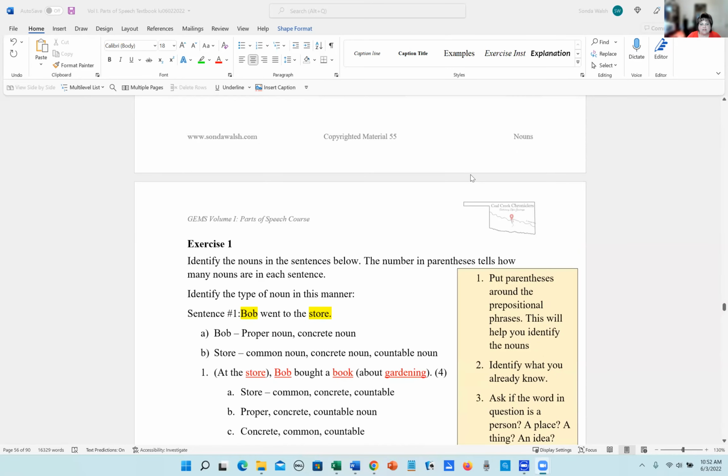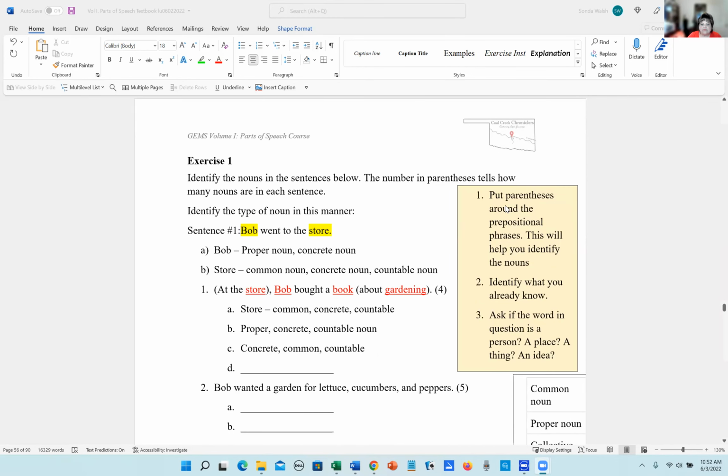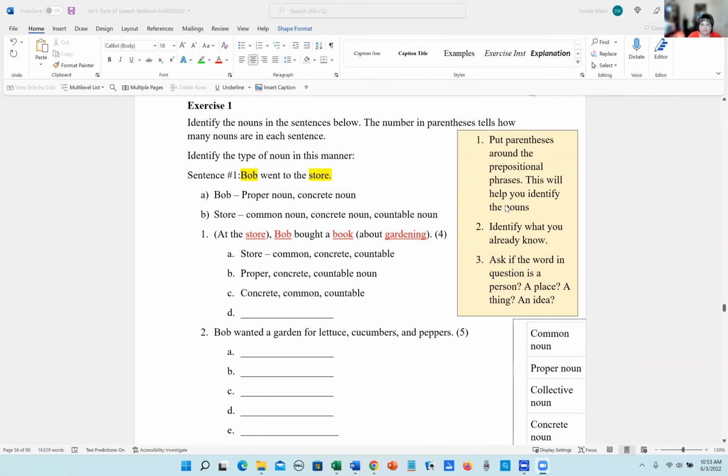Hi, this is exercise one on page 56, and we are identifying nouns in a sentence. So number one, we went through these steps. Number one is we put the parentheses around the prepositional phrases. So we have at the store and about gardening, and then identify what we already know, and there weren't any pronouns or conjunctions in this sentence. And then three, ask if the word in question is a person, place, thing, or idea.